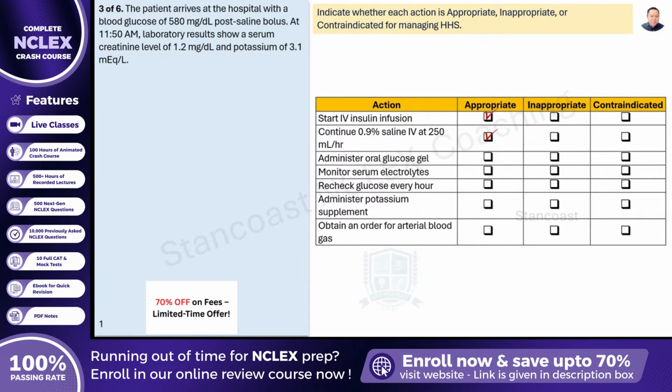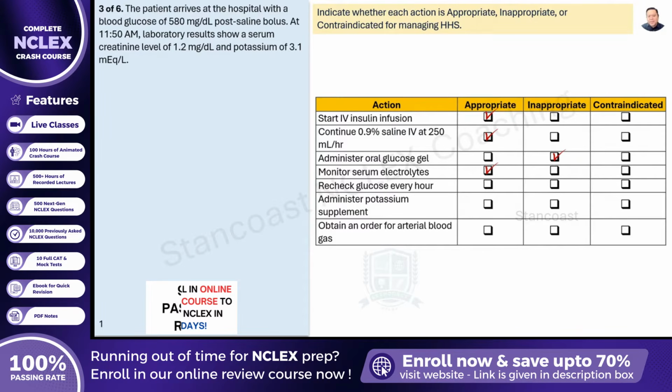It says administer oral glucose gel. Obviously, the patient is already hyperglycemic, so this is inappropriate. This is going to make things worse, and you will see more symptoms of HHS if you add fuel to the fire here. Now, let's look into the next intervention. Monitor serum electrolytes. This is appropriate.